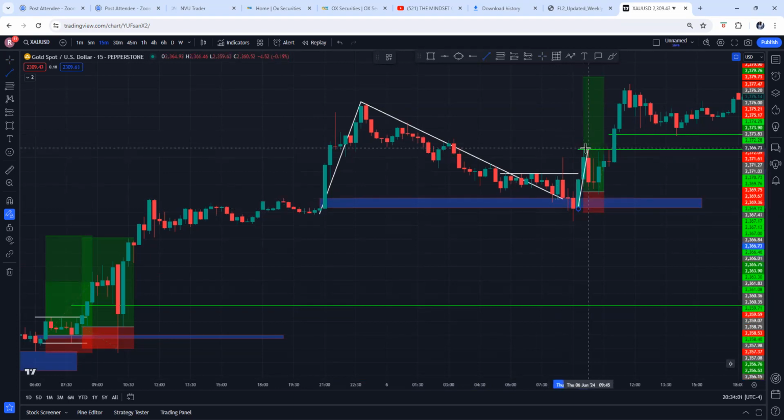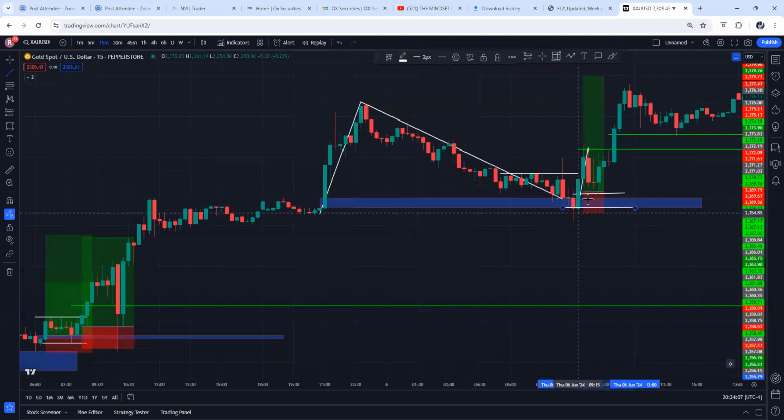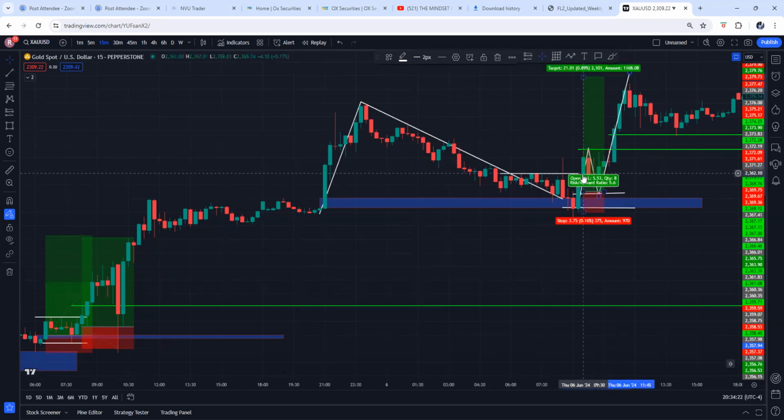Price pushes up, I've got the order block here, and price traded back into the order block, bam, gone. See that? So simple it could be. It just requires a little bit more patience.